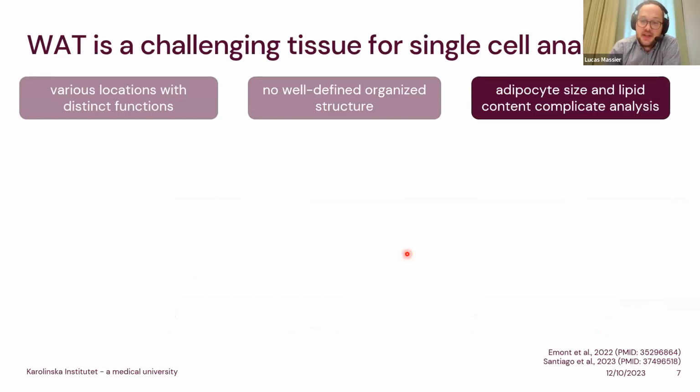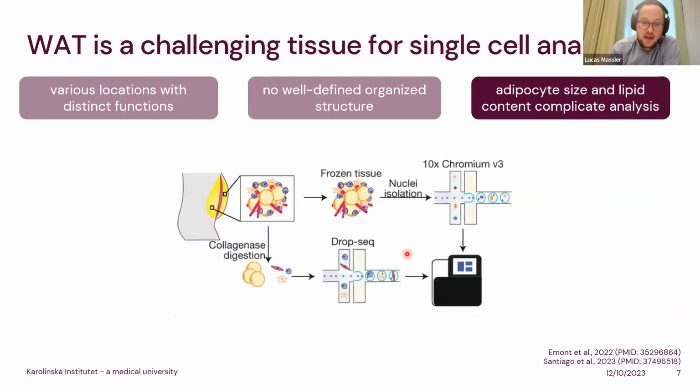Furthermore, adipocytes specifically are very hard to work with. This figure is taken from Margaret's presentation, but adipocytes are so big that we cannot sort them and do a drop sequencing on them. So we have to collagenase digest the tissue and take the stromal vascular fraction, without the adipocytes, or we perform single nuclei sequencing so that we can also capture the adipocyte information.